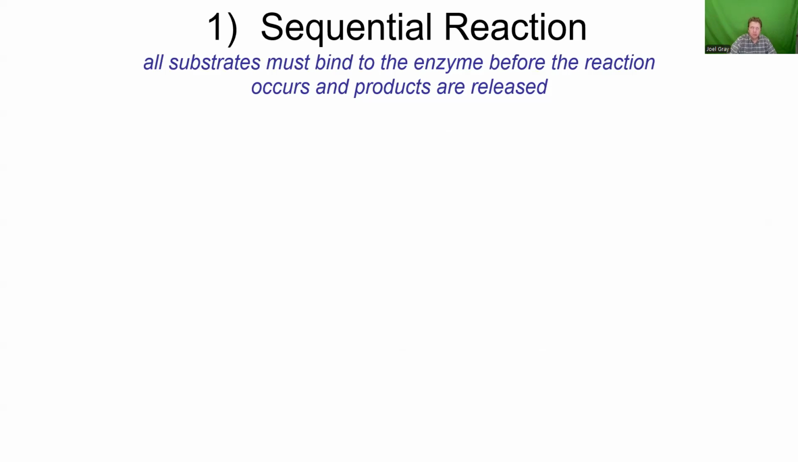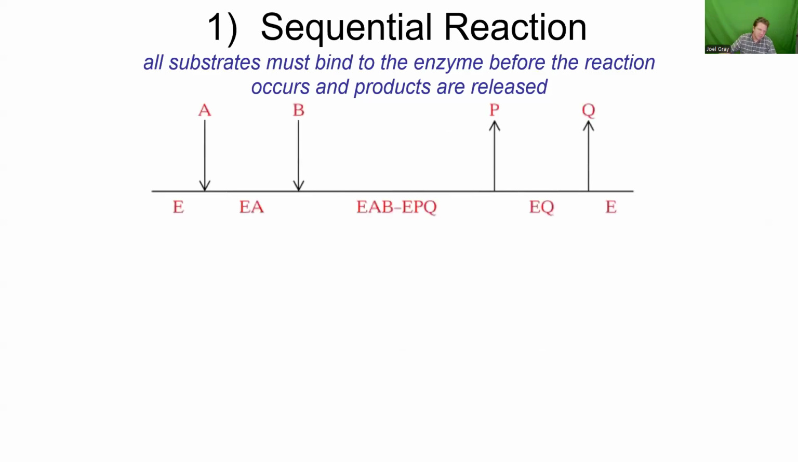Now, to visualize that, we use this plot right here. This is using our Cleland nomenclature, and we think about it as a bit of a timeline. I like to think about this as start, and this is finish. At the start, you've got your free enzyme. Substrate A binds, and then you have a complex between your enzyme and your substrate. Whenever that has happened, it's almost like A has made space so that now substrate B can bind. And when substrate B binds, now you have the EAB complex.